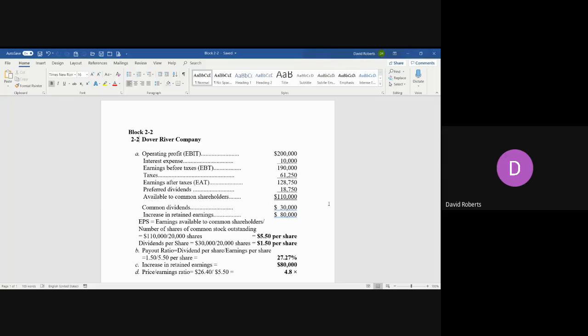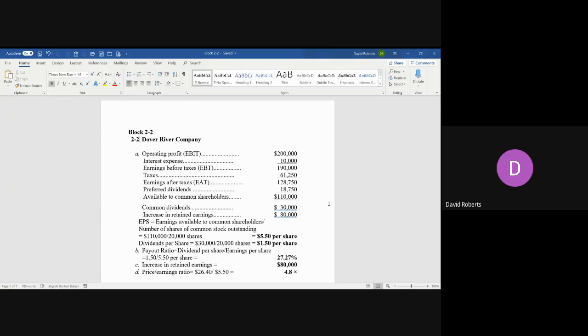So we have a basic income statement in this particular case. So we simply take the operating profit, which also is referred to as earnings before interest and taxes, of $200,000. We subtract interest to give EBT, earnings before taxes, of $190,000. So you simply take revenue minus your interest expense. We also have taxes. In this case, it's given to us as a certain amount. We don't even need to calculate it.